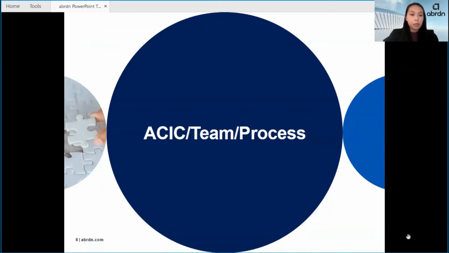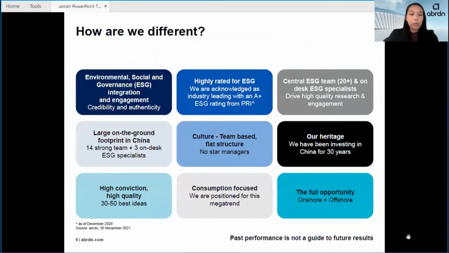In the next section, I'll just go over some of the key highlights of the company. On slide 9, here are a few areas where we believe we are different and some of the advantages that we have. So first of all is ESG, environmental, social, and governance integration. This is highly embedded into our investment process. We are credible with both our clients and the companies that we invest in. We are highly rated for ESG, acknowledged as industry leading with an A+ rating from PRI, and we are very well resourced on this front.